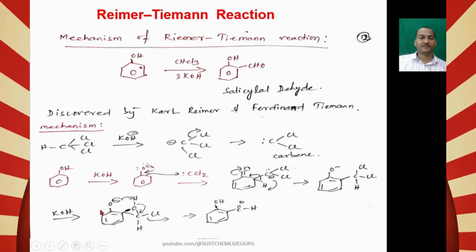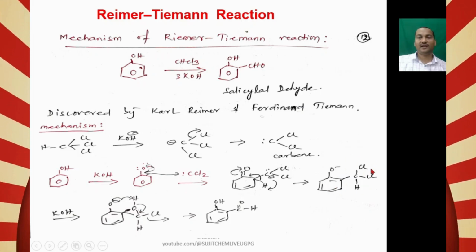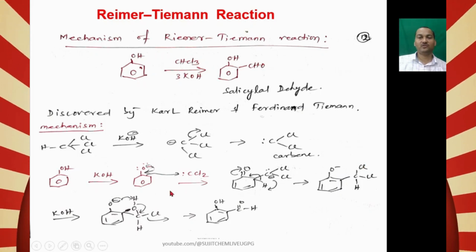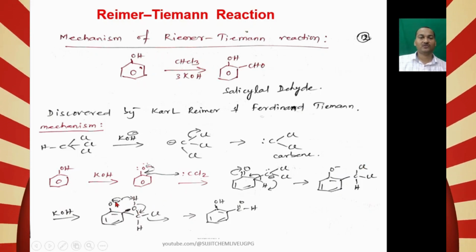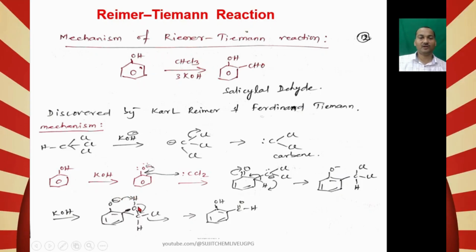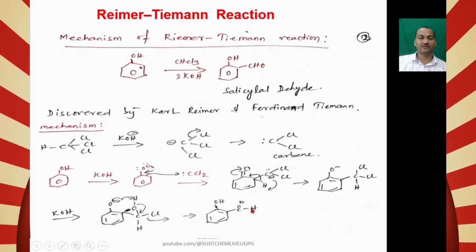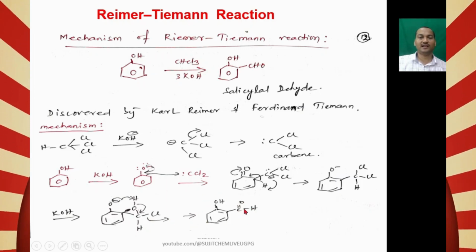This intermediate would react with potassium hydroxide. One of the Cl will be converted to OH. This O minus will take this proton and this O bond will come here and it will kick out Cl as Cl minus. So you will end up with salicylaldehyde.